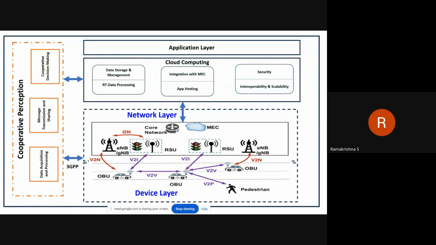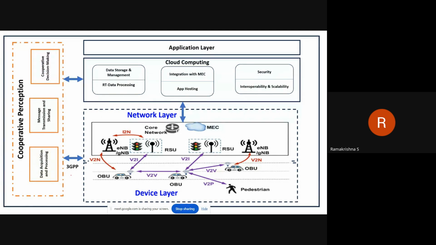So moving on, this is the top level understanding of one of the projects I am presently involved with, how we are trying to work on V2X. One of the most exciting applications I can mention at this point in V2X is cooperative perception, where in the cooperative perception part, we are going to have data acquisition and processing, message transmission and sharing, and the cooperative decision making part.